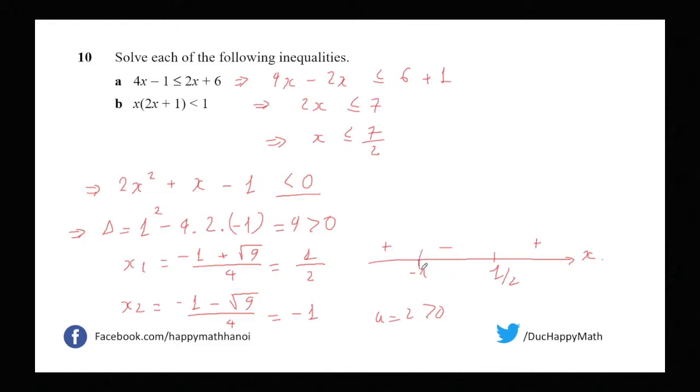So the value of a is 2. Less than 0, I take the inside of the interval, minus 1 and 1 over 2.